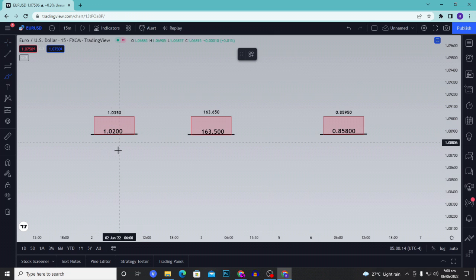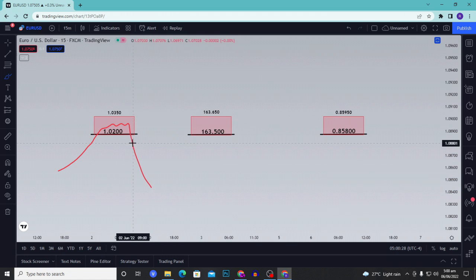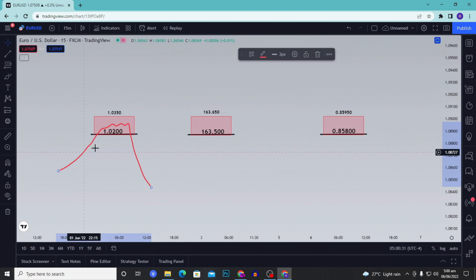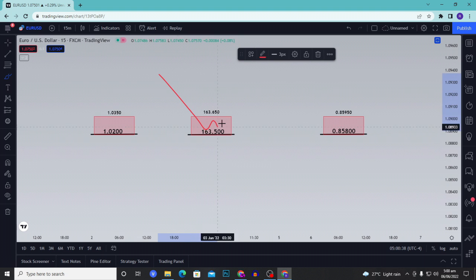So let's say price is coming up. The same thing applies, where you're allowed to take a trade anywhere along this zone for a sell. And the same thing applies to the 50. And the same thing applies to the 80.